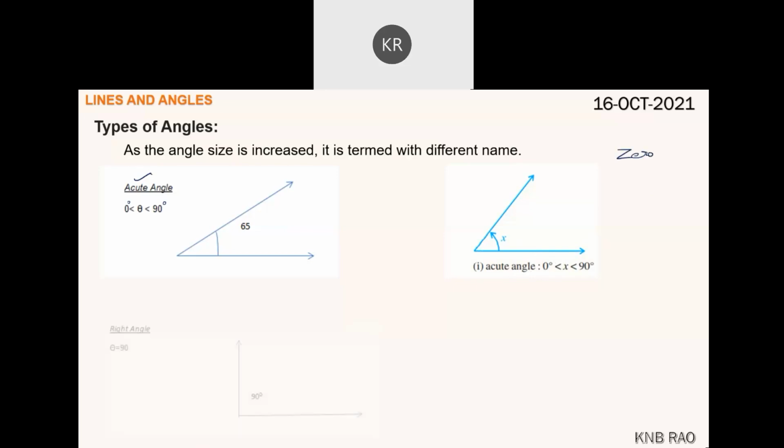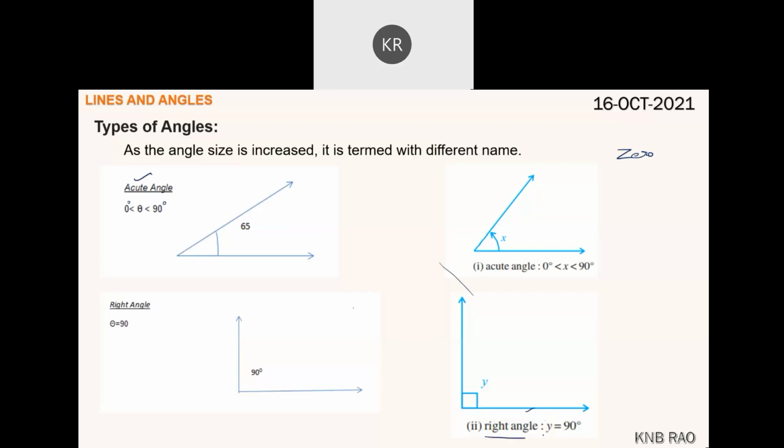Then, if the angle is exactly 90 degrees, it is called a right angle. A right angle is shown with this symbol. Normal angles are shown with a curved arc, whereas a right angle is shown like a box.